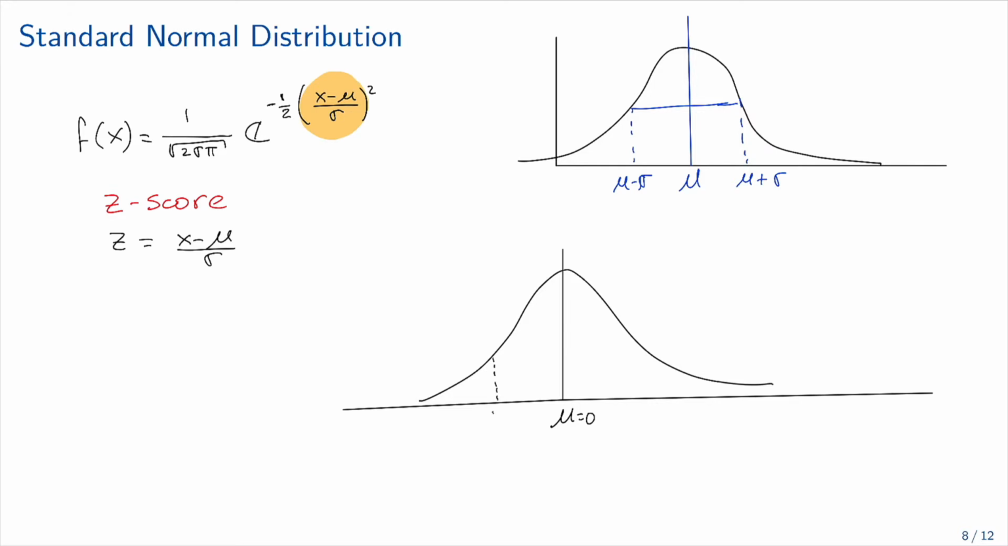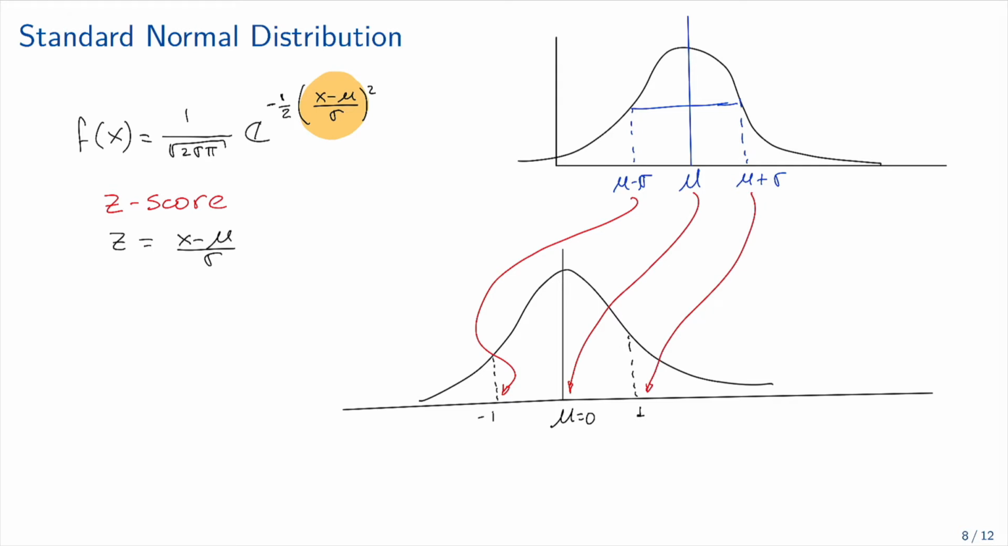This will be minus 1, and that will be plus 1. So the equivalent points: mu minus sigma becomes minus 1, mu becomes 0, and mu plus sigma becomes 1.